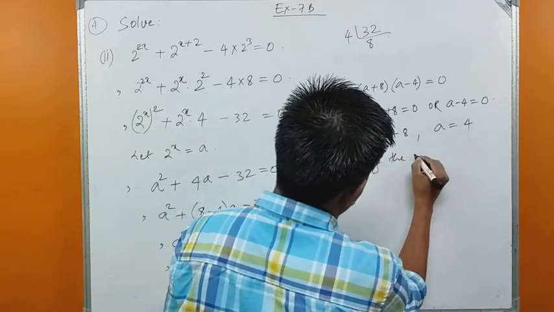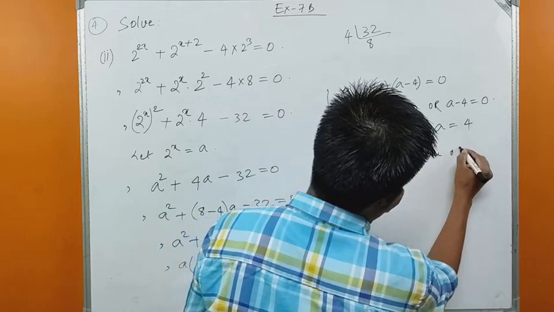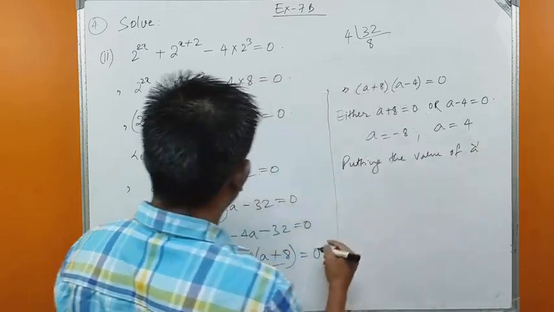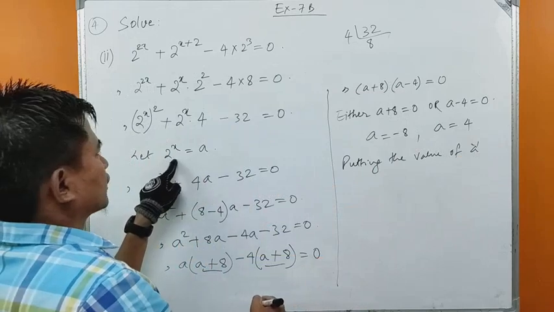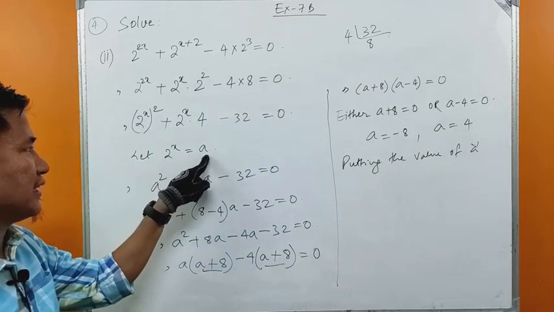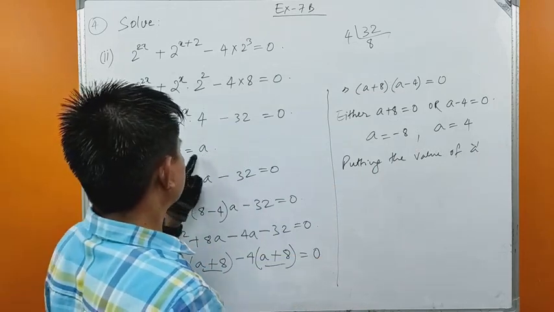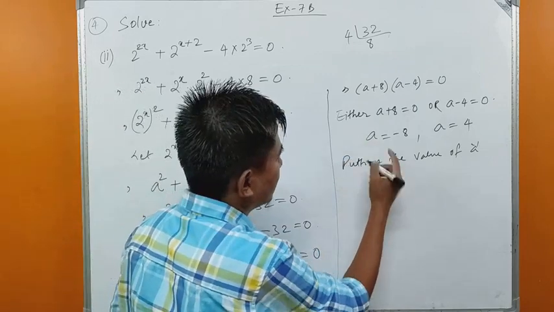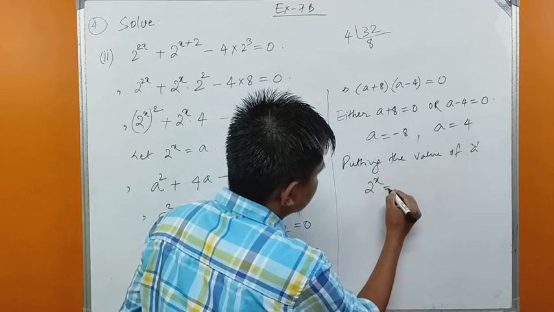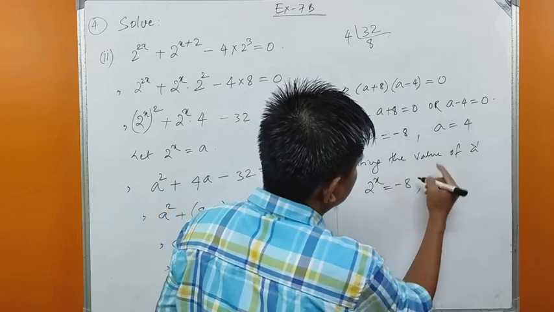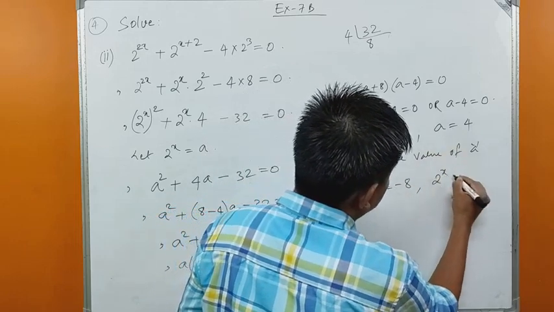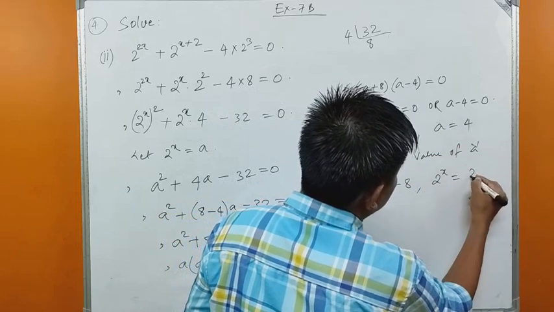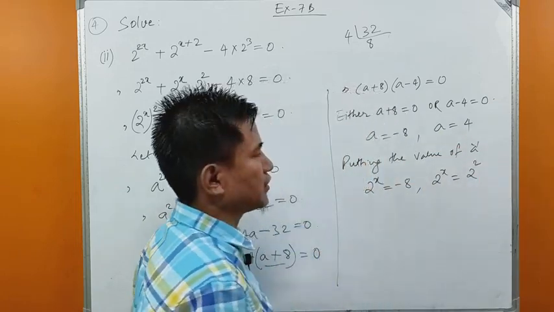Putting the value of a. A means 2 to the power x. We have assumed 2 to the power x as a, isn't it? So we must rewrite the value of a here, 2 to the power x, instead of a. 2 to the power x equals to minus 8. Here we have 2 to the power x equals to 4. 4 means 2 squared. 2 squared is 4, isn't it?